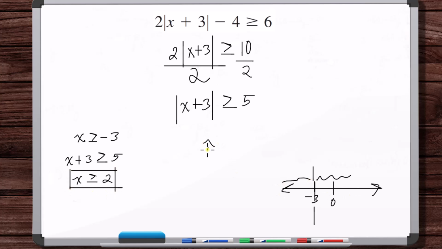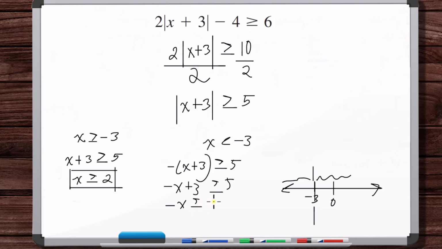Okay, now what about when x is less than -3? This is always negative. So we've got, subtract 3 from both sides. Multiply both sides by -1. Flip the inequality. X is less than or equal to -2. Where's that cross with x is less than -3? That's just going to be x is less than -3. So now just an or between these two is going to be the final answer. So x is greater than or equal to 2, or x is less than -3.